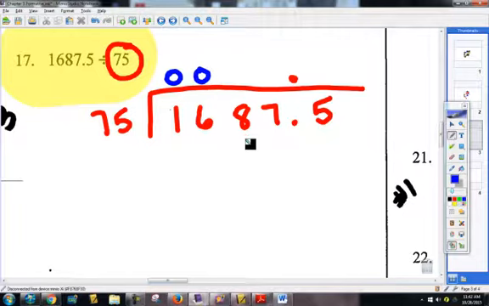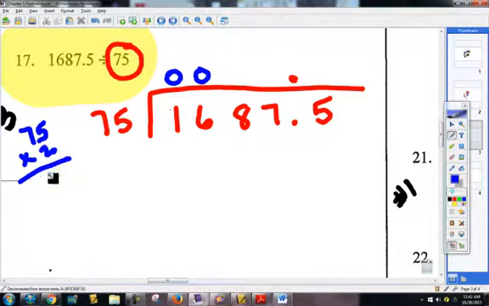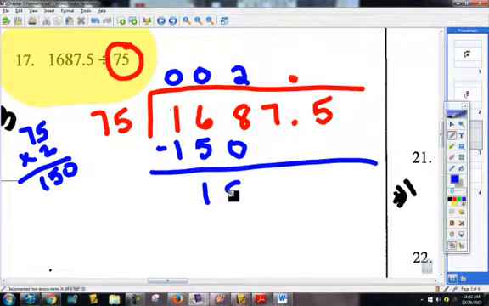What about the 168? Yes. Now this one might have been kind of easy for you because I think most of you know that 75 times 2 is 150, right? If you didn't, you do now. And I knew 150 was really close to 168, so I kind of had an idea that it was going to go in 2 times. Then you multiply, so 150. Now we're going to subtract and get 18. Now I'm going to bring down this 7.